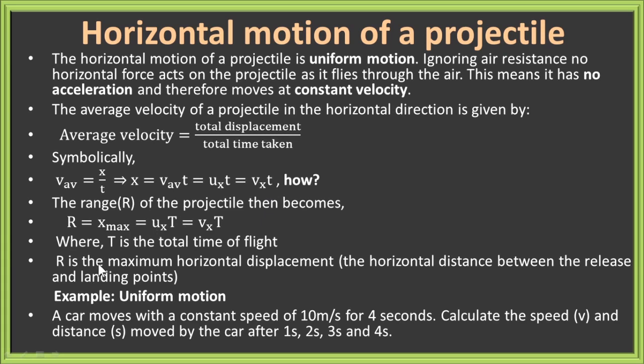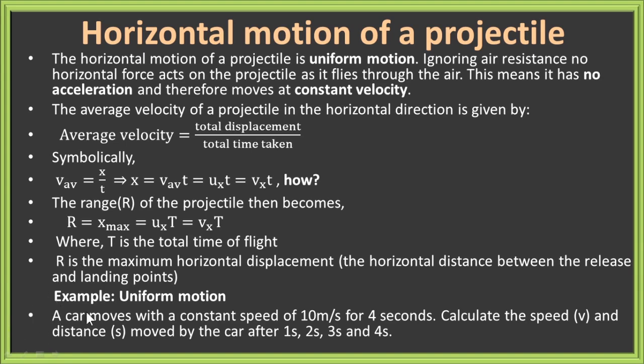Note that range is the maximum horizontal displacement, or the horizontal distance between the release and landing points. So if you are using the maximum horizontal displacement, it is ux times T. T is capital so as to represent the total time of flight, because it is the distance between the release and landing points. When the projectile lands, it is no longer a projectile. A body is considered to be a projectile from the release point up to the landing point.